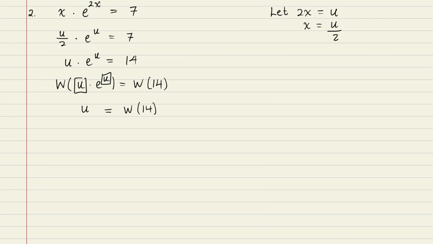W of 14. But remember, u is equal to 2x. So 2x is equal to W of 14. That means x is equal to W of 14 divided by 2. So x is equal to 0.982.